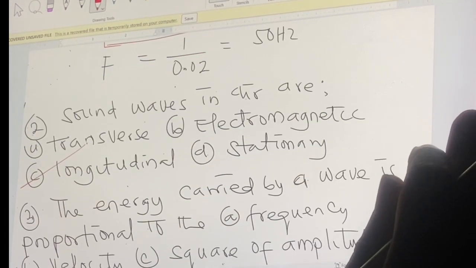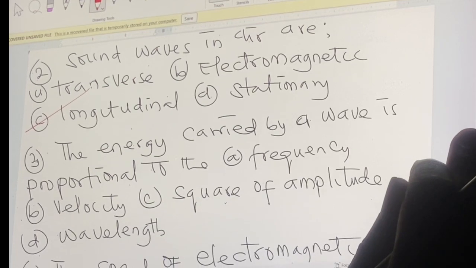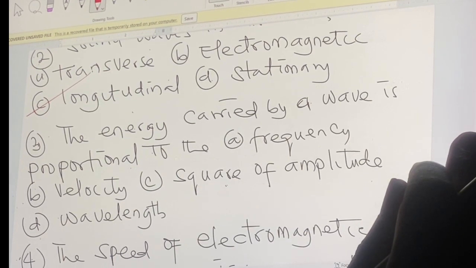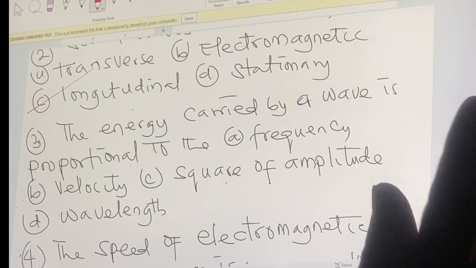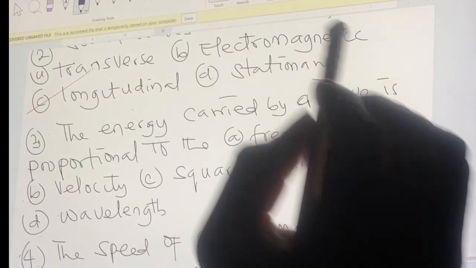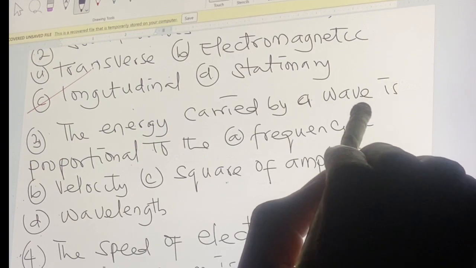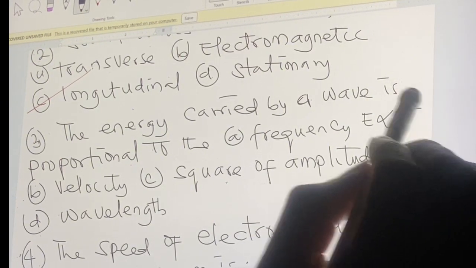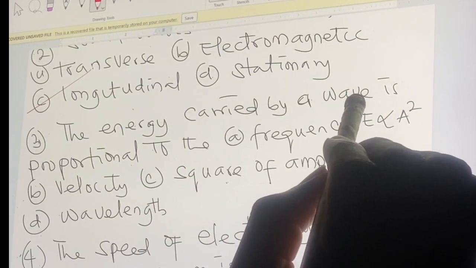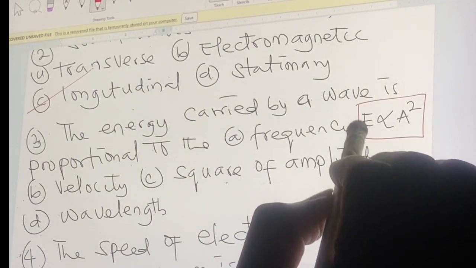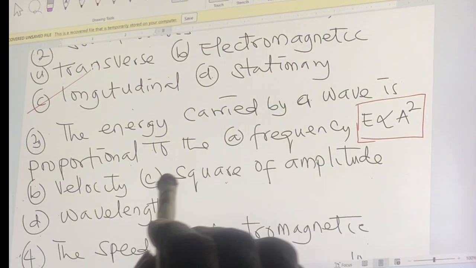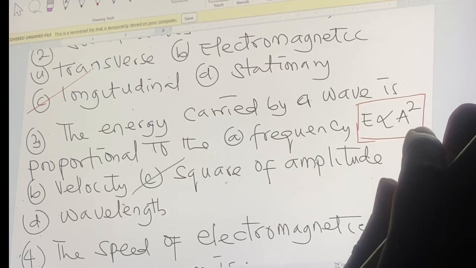So let's move to the next one here, question 3. The energy carried by a wave is proportional to dash. In terms of wave, we say that energy E is directly proportional to the square of the amplitude. Please take note of this. So the energy is always proportional to the square of the amplitude. So the answer here is C.